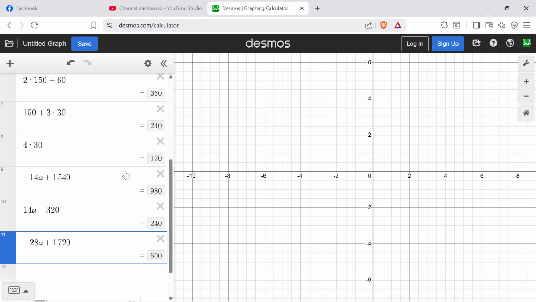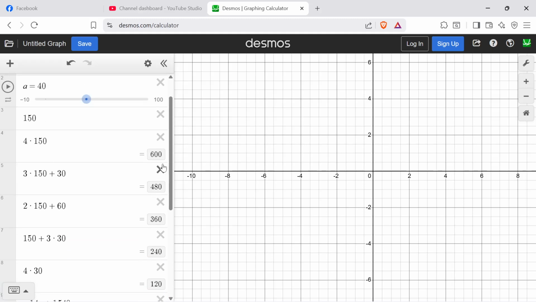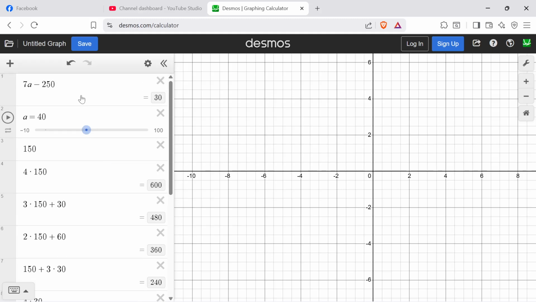So the one that doesn't work is negative 14a plus 1540, which comes out to 980 degrees. And it's not one of the possibilities when what I called a, which is actually x, is 40. I used a instead of x so I could make a slider. When x is 40, then these angles are 30 and 150 degrees.